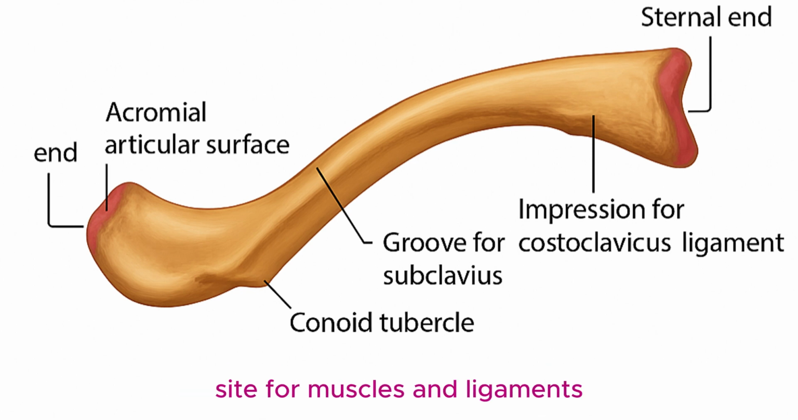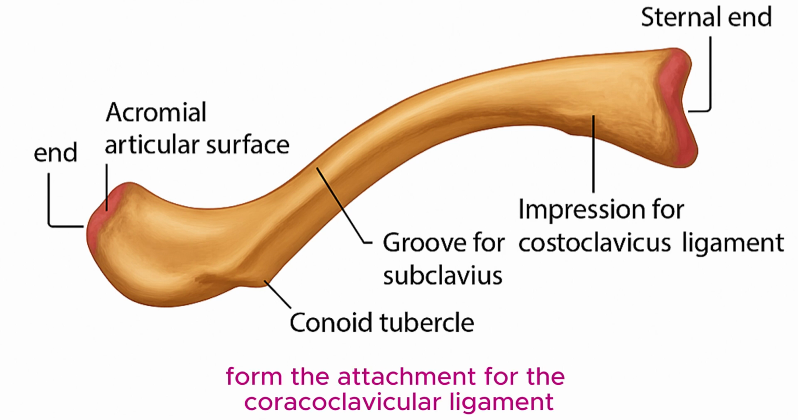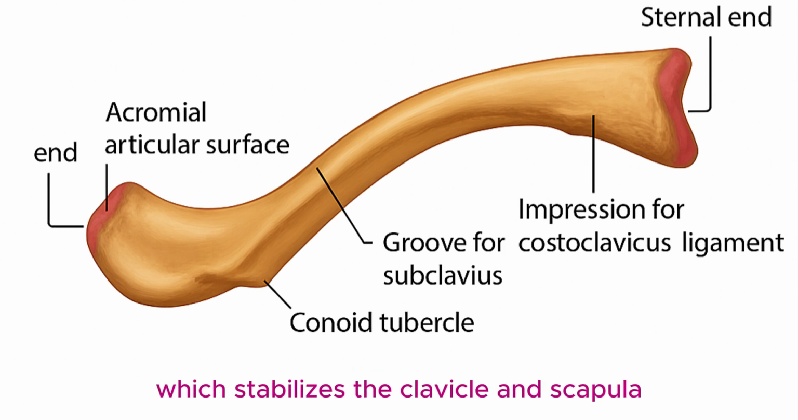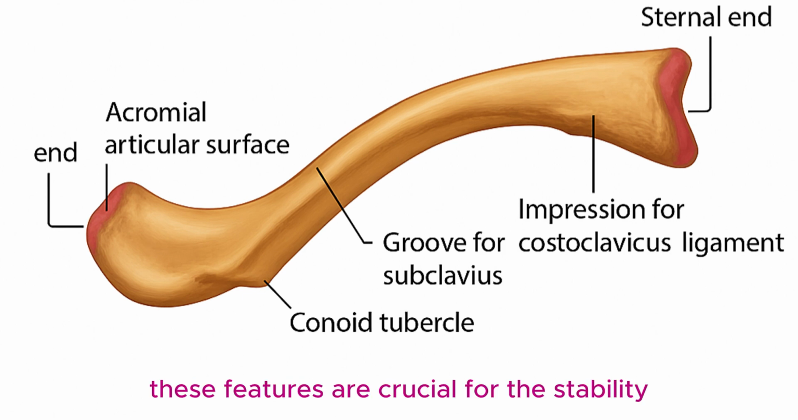for muscles and ligaments. The conoid tubercle and trapezoid line together form the attachment for the corticoclavicular ligament, which stabilizes the clavicle and scapula. These features are crucial for the stability and movement of the shoulder girdle.